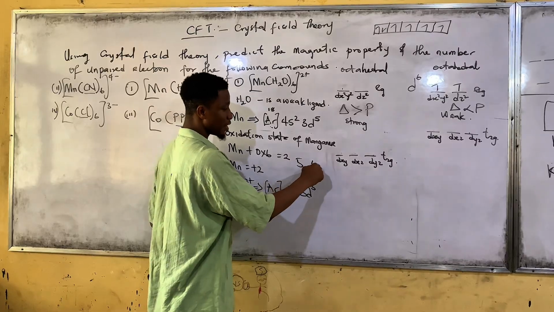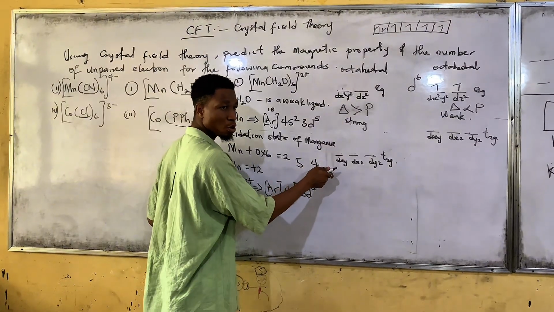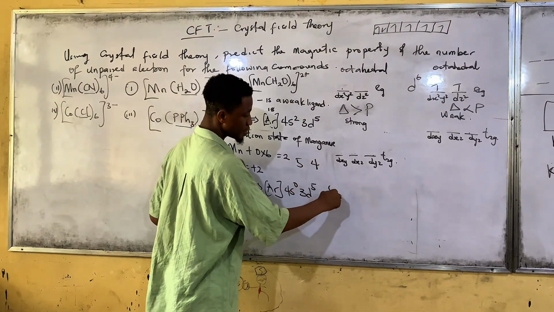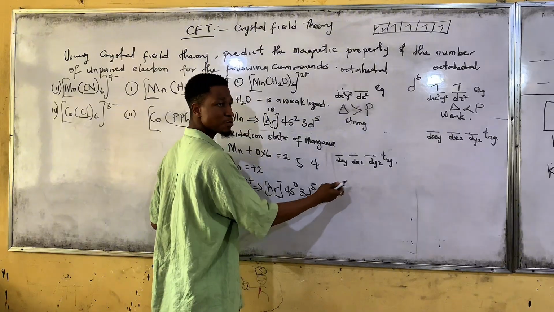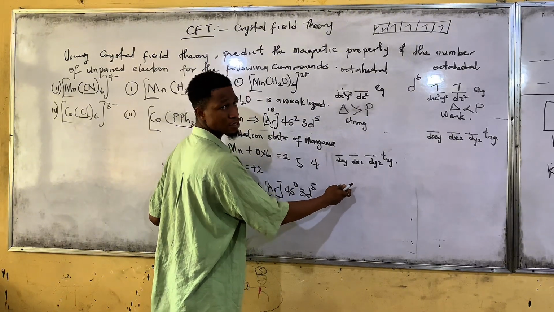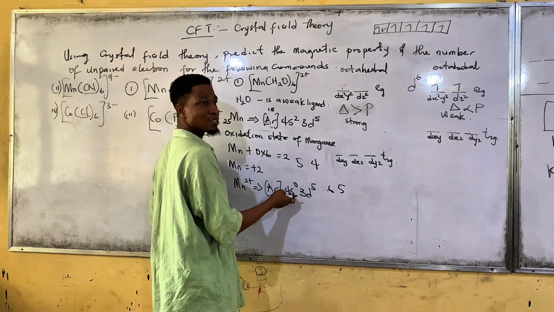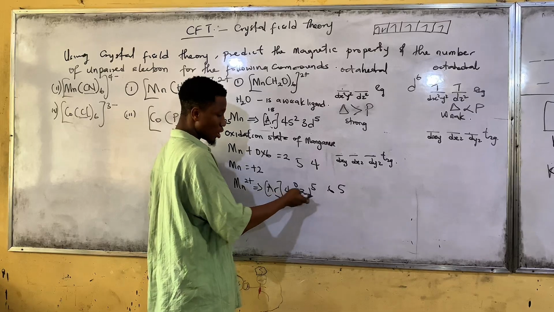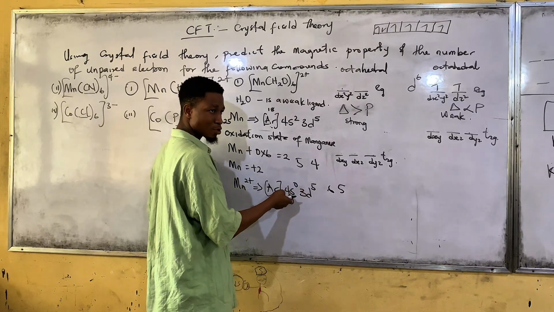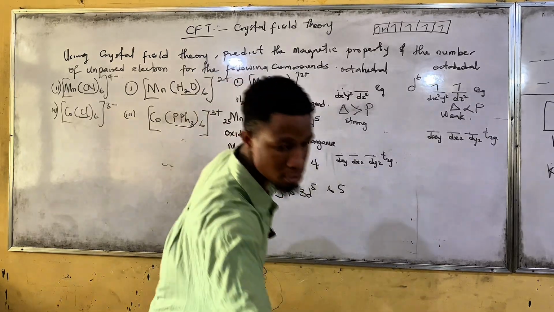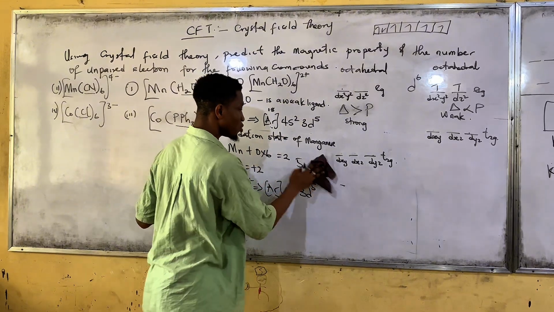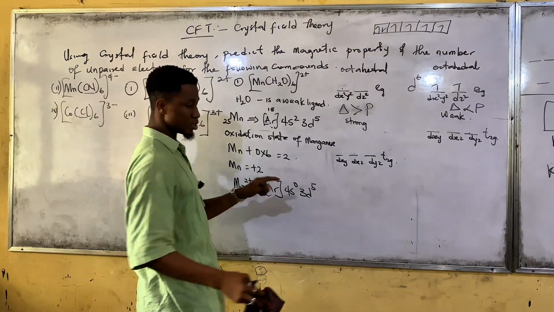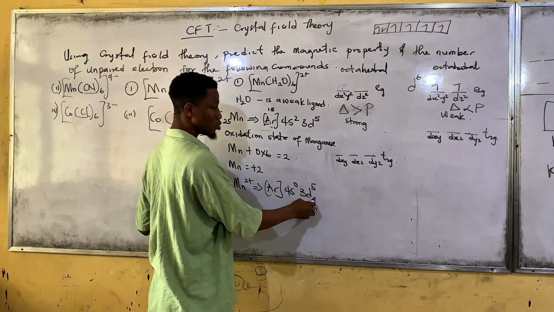If you have 5 and 4, you lose from the 5 before you lose from the 4. If you have 6 and 5, you lose from the 6 before you lose from the 5. The reason is because 4 is the outermost shell, meanwhile 3 is still inside. So that's why we have 4s0 3d5.